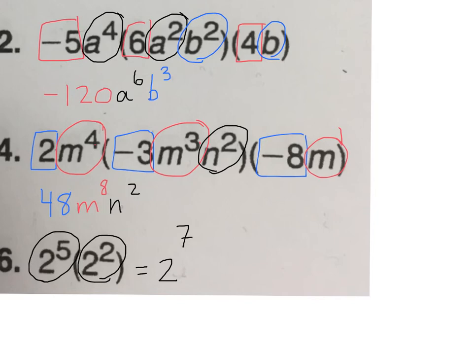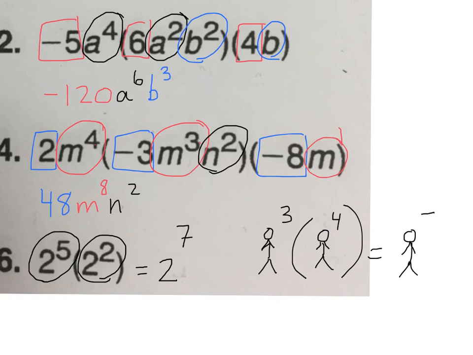It does not matter what the base is. If the bases are alike, you add the exponents. Imagine with me that we had stickman to the 3rd being multiplied by stickman to the 4th. Do we have like bases? Yes. So you add the exponents. This would be stickman to the 7th. It doesn't matter what your base is. If you're multiplying like bases, you add the exponents.